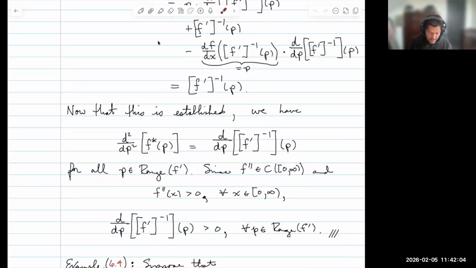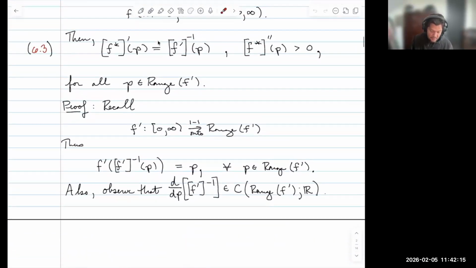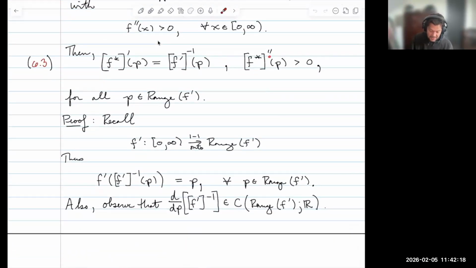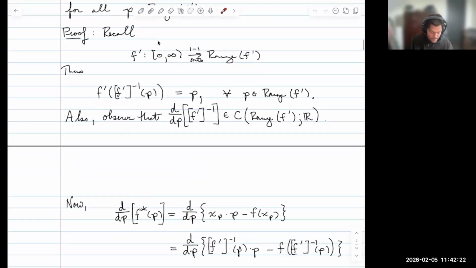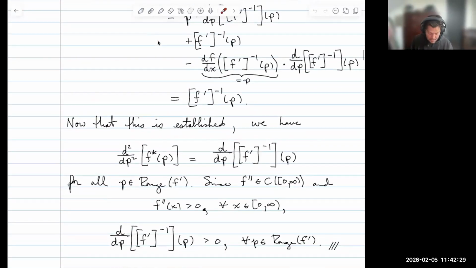Let's see. So now that this is established, let's look at what we want to show. We want to show that the second p derivative of f star is always positive. So we took one derivative of f star. Now we have to take a second derivative of f star, and that's going to be a first derivative of that function.